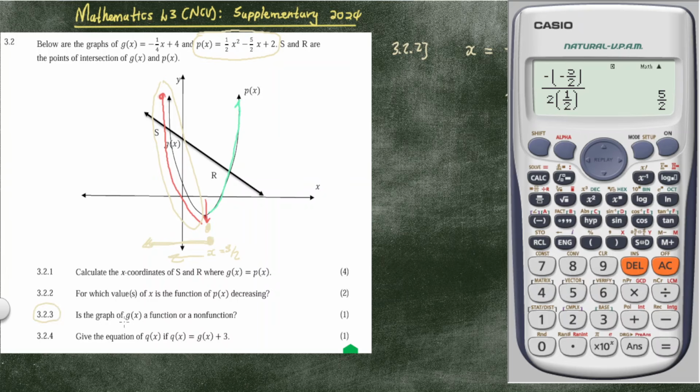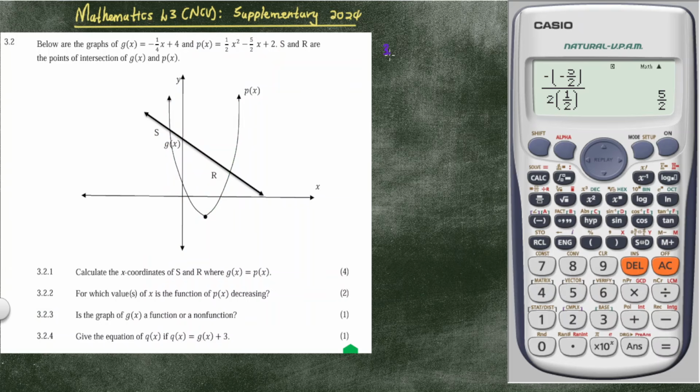3.2.3: is the graph of g, which is the straight line, a function or a non-function? It is a function. Why? Because it passes the vertical line test. The graph of g cuts the vertical line, and when doing the vertical line test, it cuts it only at one point. That is why it's a function.